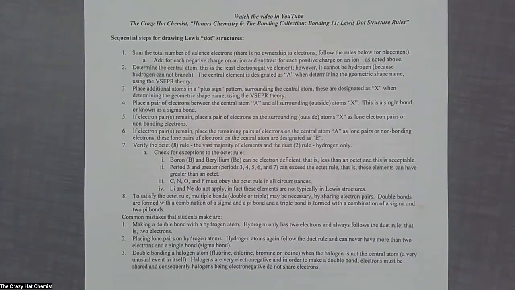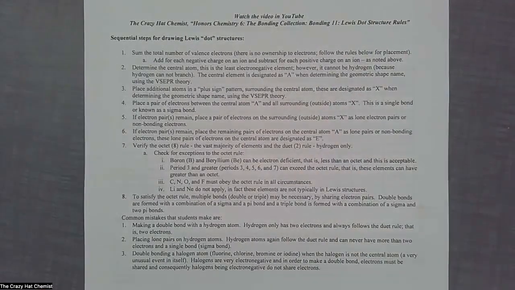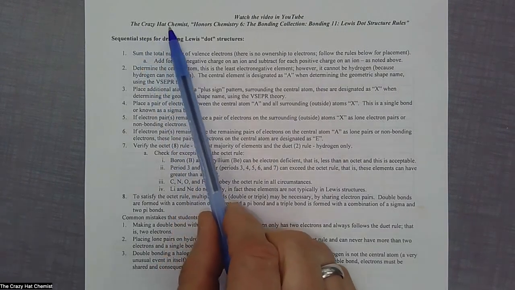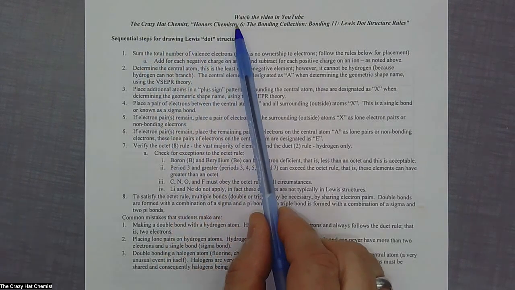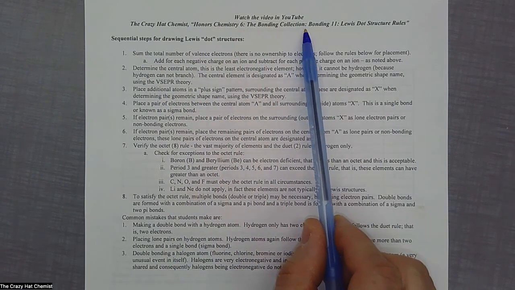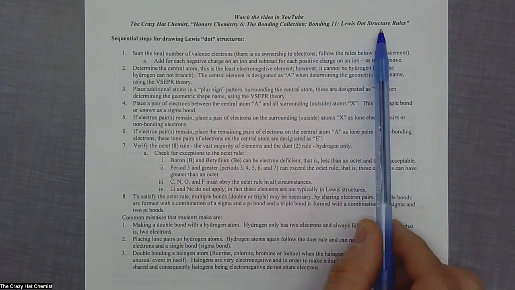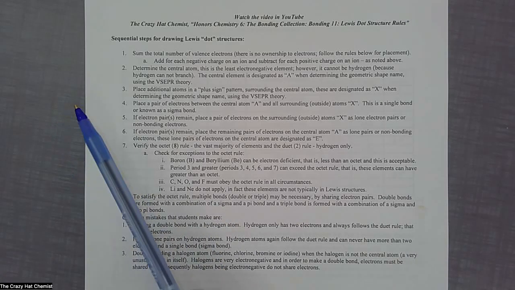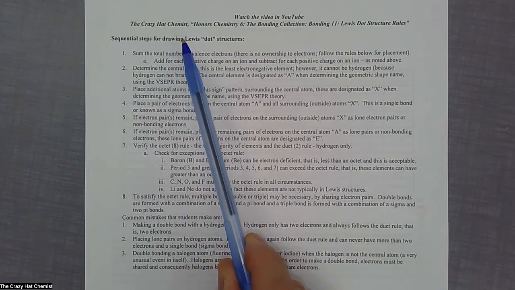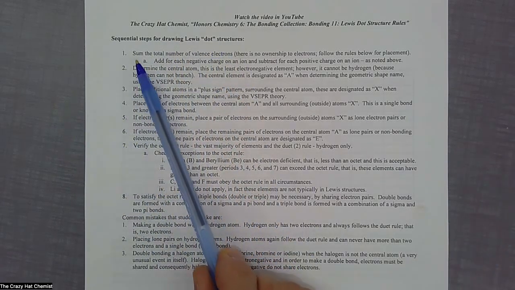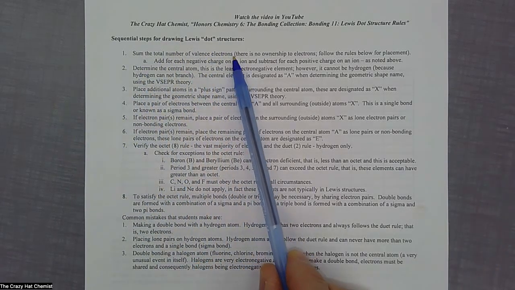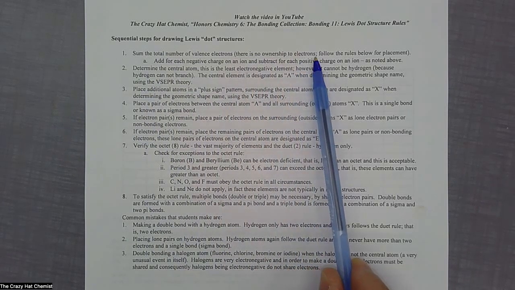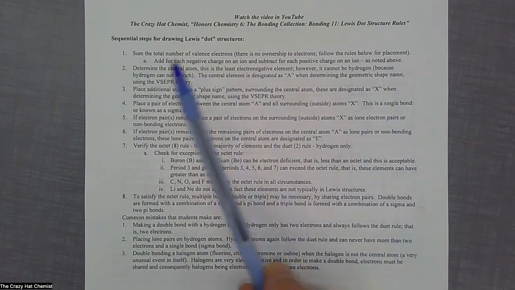Here we go. So these rules are critical for your understanding, and I would highly recommend that you watch the Crazy Hat Chemist video, Honors Chemistry 6, the Bonding Collection, Bonding 11, Lewis dot structure rules. And that video sets up all the rules here, but I'm going to briefly go over the rules just right now. It says sequential steps for drawing Lewis dot structures. You're going to sum the total number of valence electrons. There is no ownership to electrons. Follow the rules below for placement.